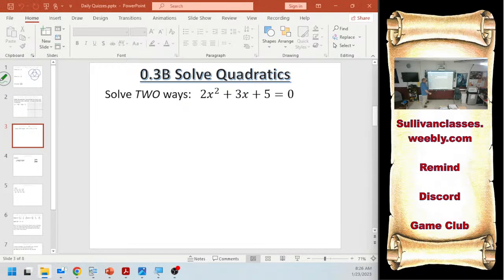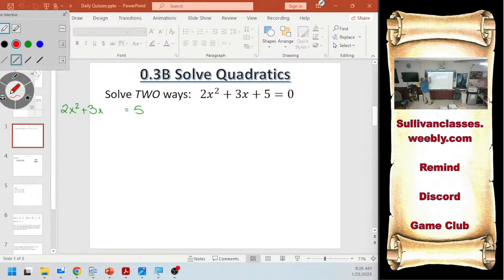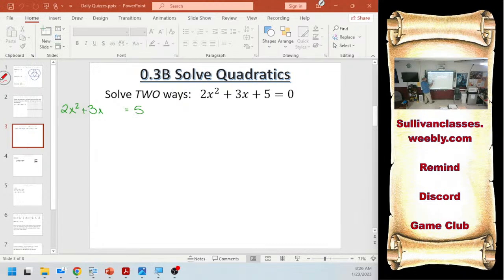By complete the square, step 1, variables left, constants right. Subtract 5 to the other side. Step 2, divide everything by a. We got x squared plus 3 halves x is negative 5 halves. Oops.